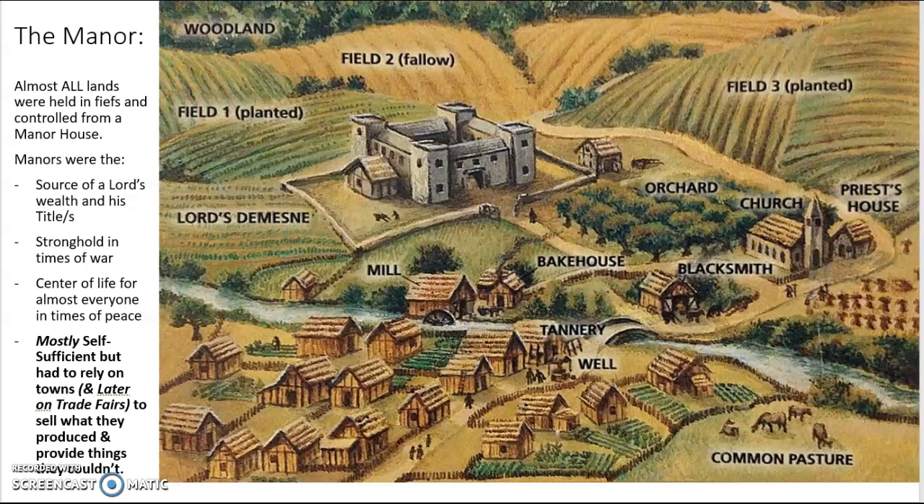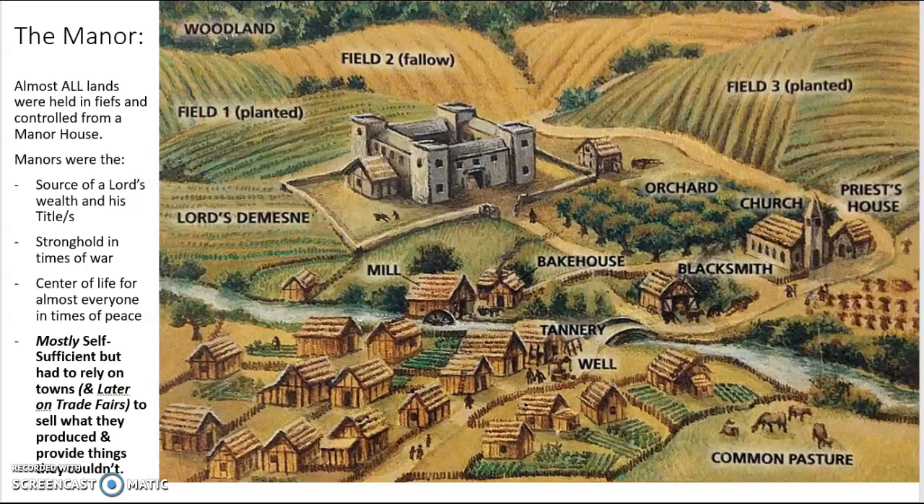But as the sidelines say, they had to rely on towns, especially in later trade fairs, to sell what they produced in excess and to provide things that they couldn't produce. So, though this is the backbone really of the social structure and where almost everyone lives and operates in some kind of connection, it's not the whole picture, right?